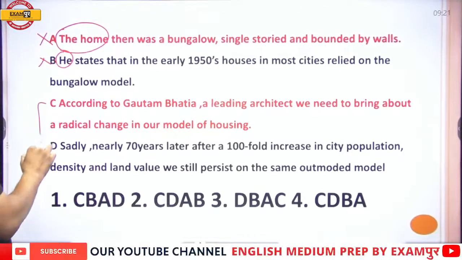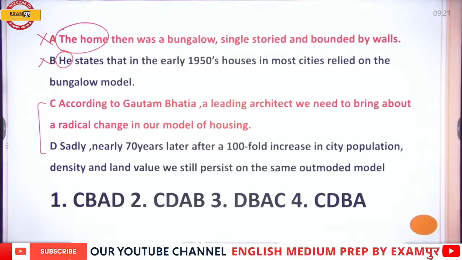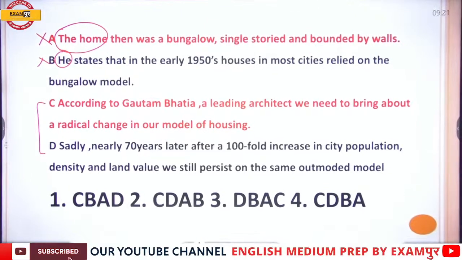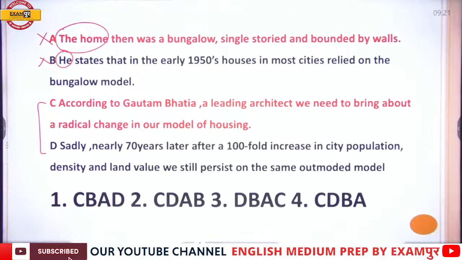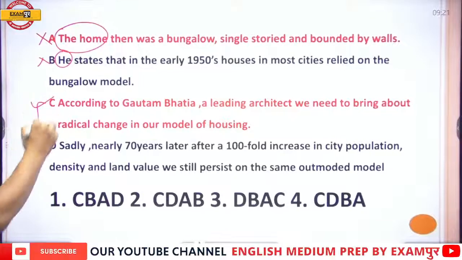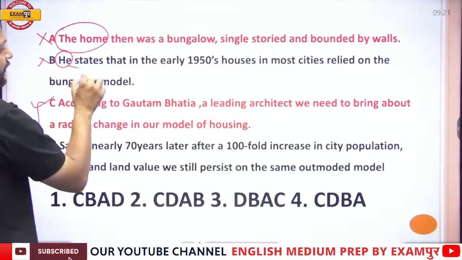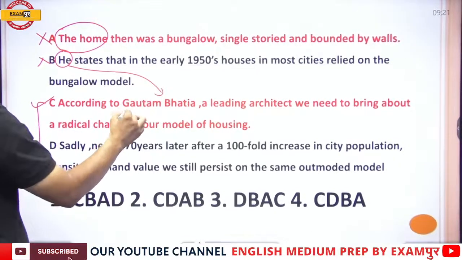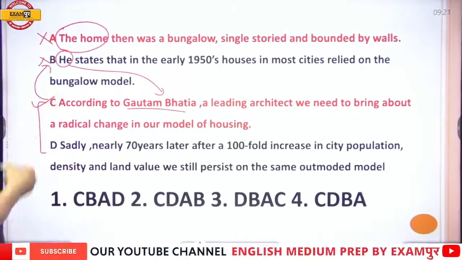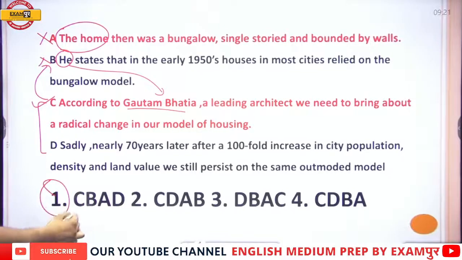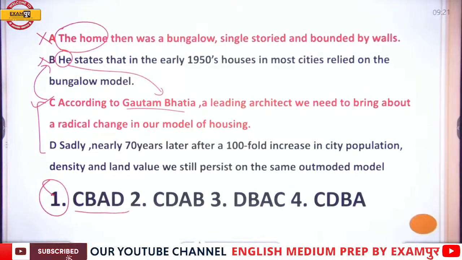Out of these two, according to Gautam Bhatia, leading architect, we need to bring about a radical change in our model of housing. So this is the first sentence. And this he refers to Gautam Bhatia. So after C, we have to arrange B. So the correct option would be CBAD.